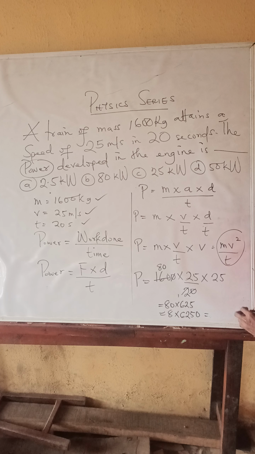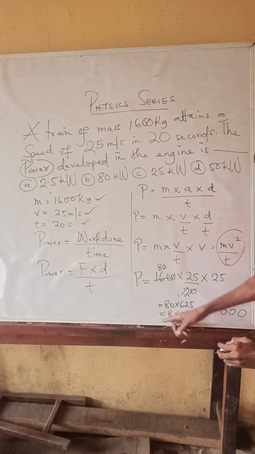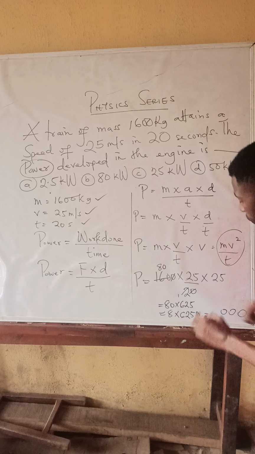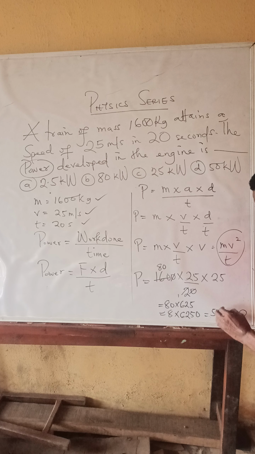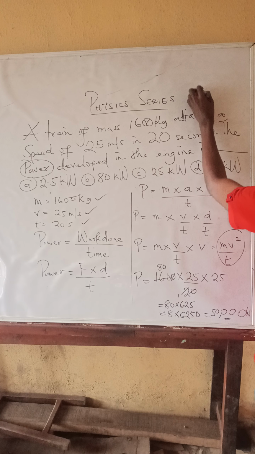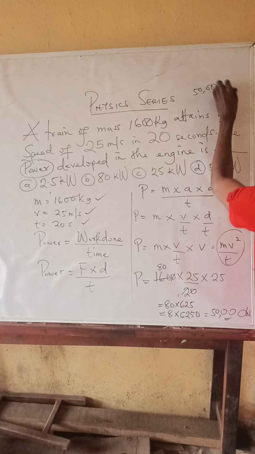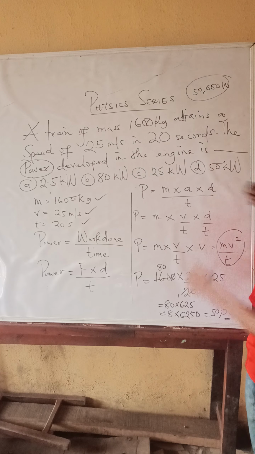8 times 0, 0. 8 times 5, 40. 0, we carry 4. Then 8 times 2, 16, plus 4, 20. 0, we carry 2. 8 times 6, 48, plus 2, 50. So 50,000 watts. So the answer is 50,000 watts. But our options are not expressed in watts.